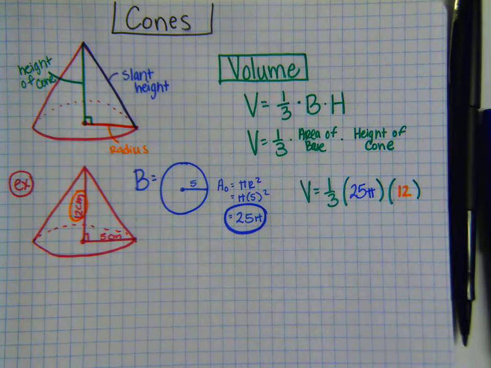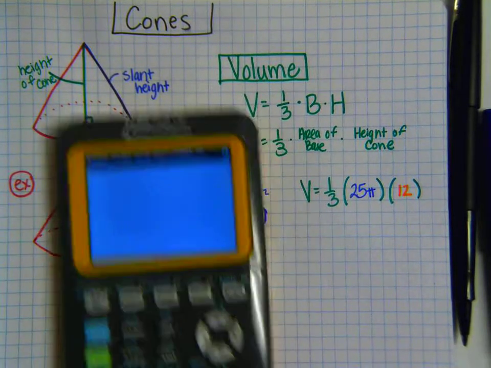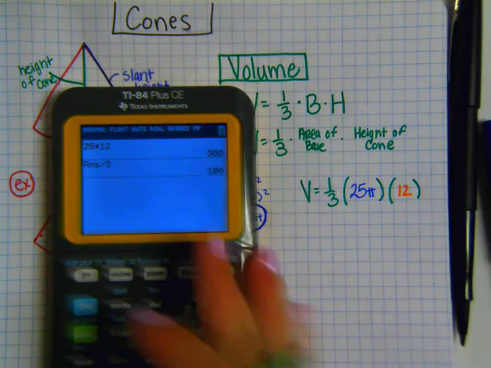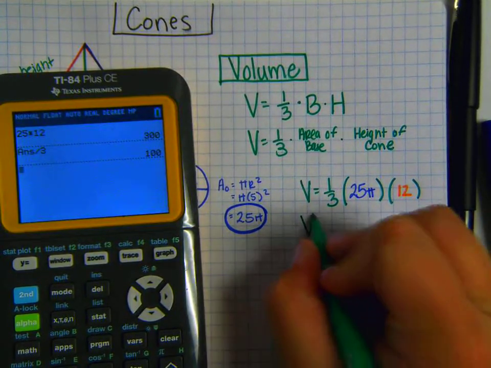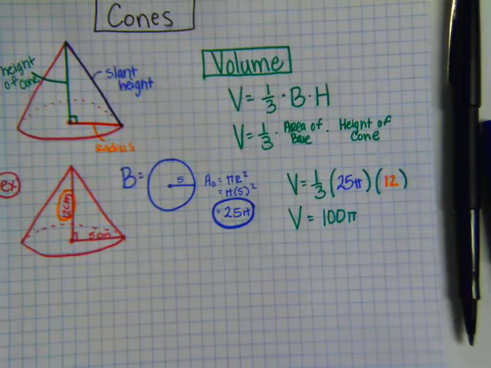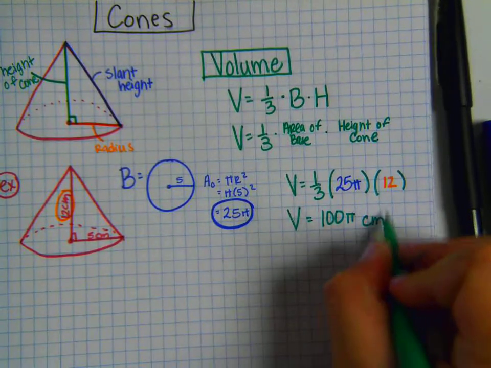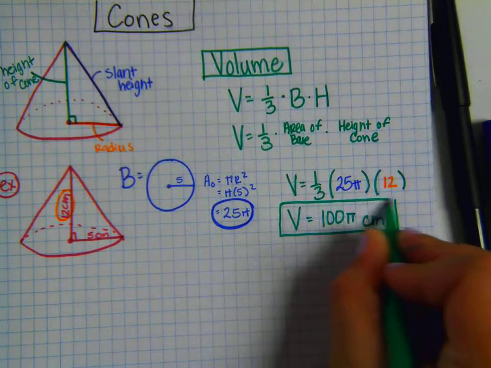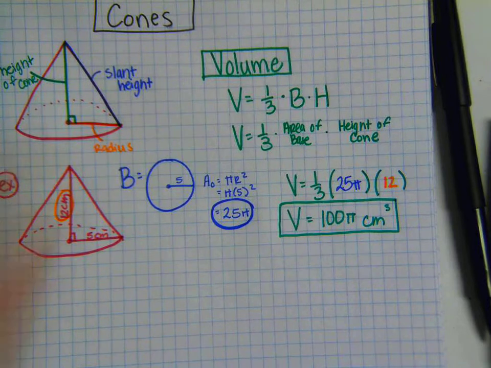So in my calculator, I'm going to do 25 times 12 and then divide it by 3. That's probably the best way to do that math. So then the volume would be 100 pi, and we're doing centimeters cubed. There's our volume. Okay?